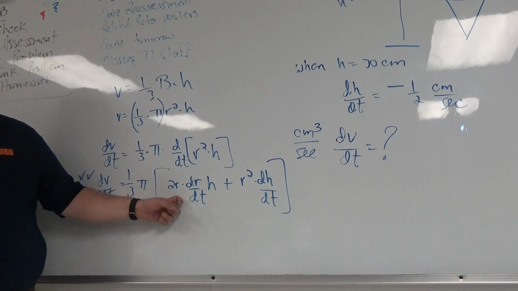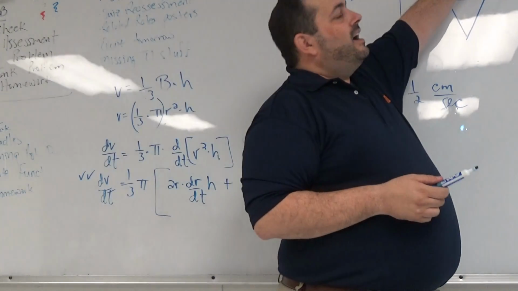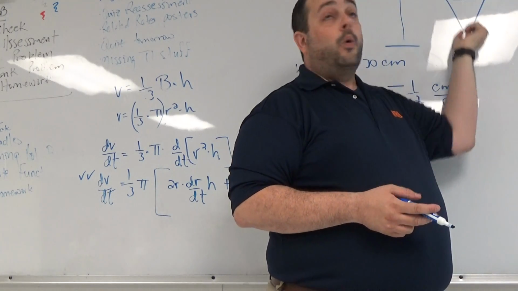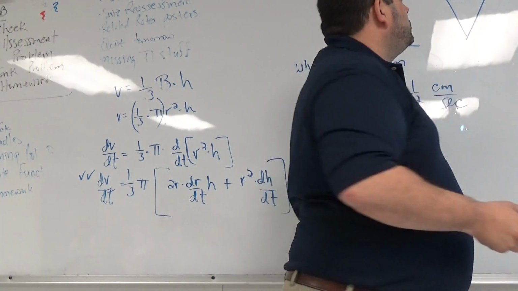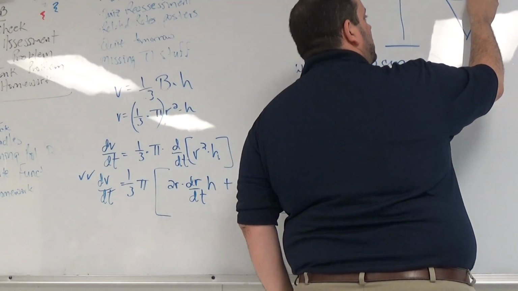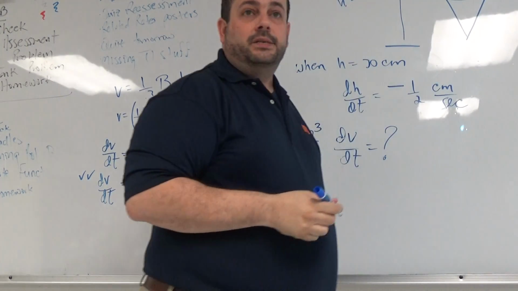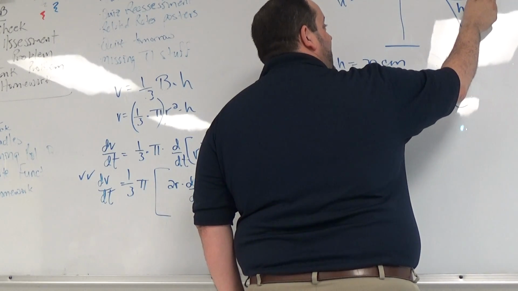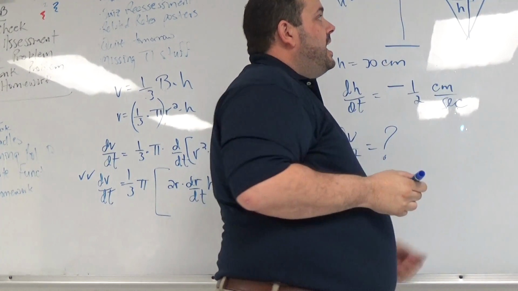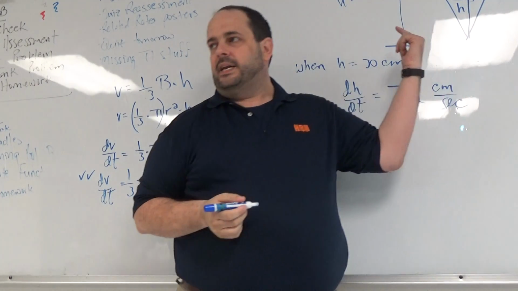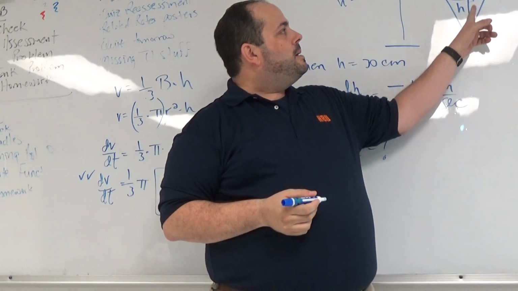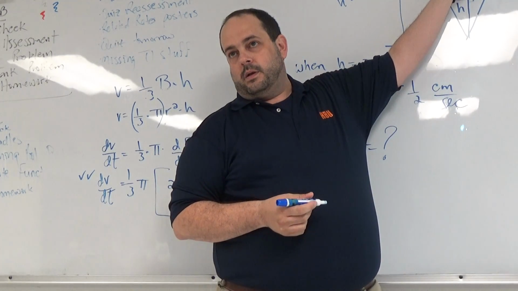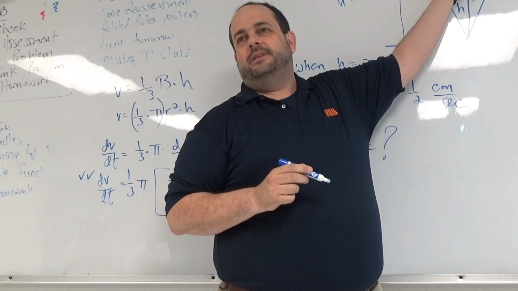The radius of the tank is 40 centimeters. I want how the water is changing. So what I don't know is what that radius is. And you know what? I think I know what the height is, because they said when the height is 30. But I've got a cone inside of a cone, which is going back to similar triangles.